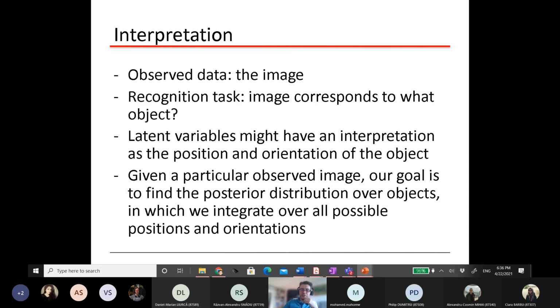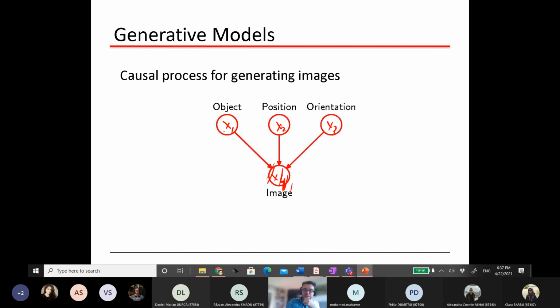So in a generative task, we say that the latent variables have the interpretation of position and the orientation of the object. And now we say that given a particular observed image, our goal would be to find the posterior distribution over objects in which we integrate over all possible positions and orientations. So in a recognition task, if we have the set of objects fixed, like cats and dogs, we would like, in the general case, images from all positions and all orientations. And of course, here you could say triangles.